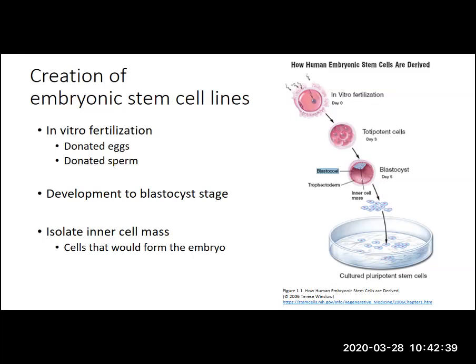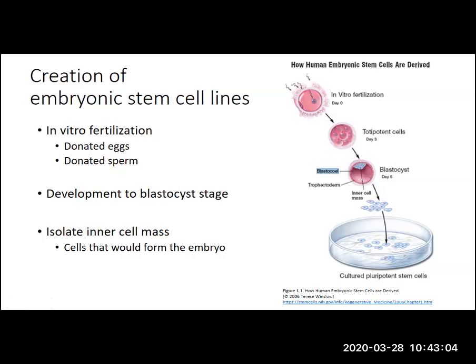And so at this very early stage of development, this inner cell mass is going to be a cluster of cells which are going to be capable of becoming all of the cells of the mature human. So these inner cell mass cells have the potential to develop into any of the types of cells within the body.